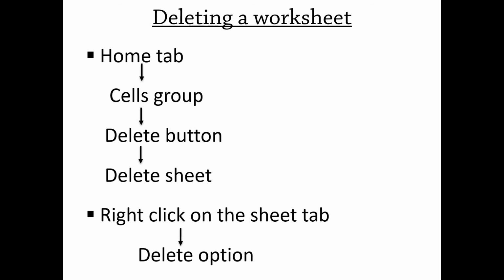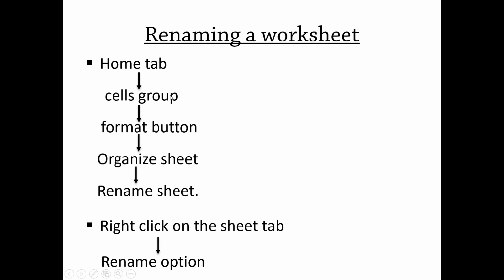Deleting a worksheet. Here are two methods. From the Home tab, select the Cells group and then click on the Delete button and select Delete Sheet. Another method, right click on the sheet tab and select the Delete option. Now see, renaming a worksheet also has two methods. From the Cells group of the Home tab, click on the Format button, select Organize Sheet and click on Rename Sheet. Another method, right click on the sheet tab and select the Rename option.